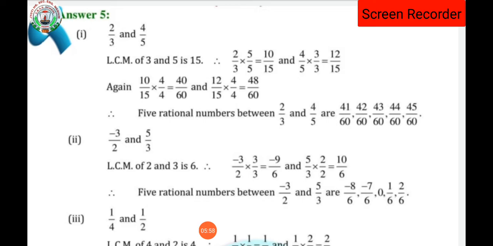That's why what we are going to do? Again we are going to multiply with 3, then again very few numbers are coming, so finally we are going to multiply it with 4.